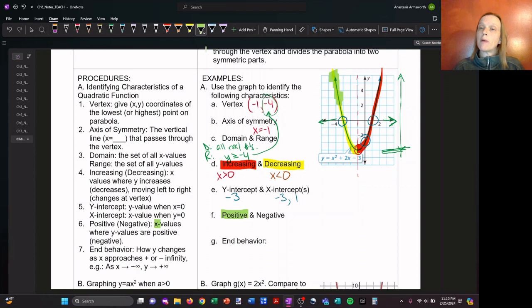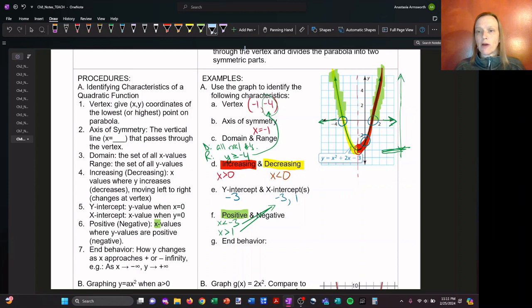So where is this graph positive? It's positive above the x-axis here. And you can see that there are two locations where this graph is positive. So this is when x is less than -3 and where x is greater than 1. Notice the relationship between these values and the x-intercepts. The x-intercepts tend to be the cutoff points above which or below which you change whether the function is positive or negative.